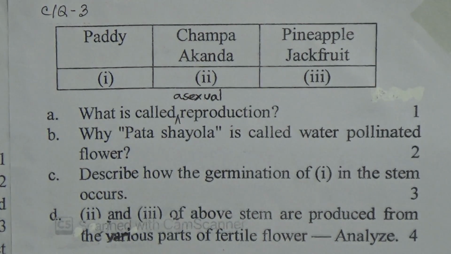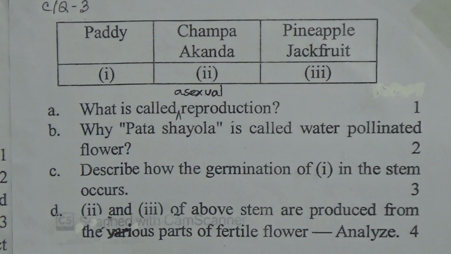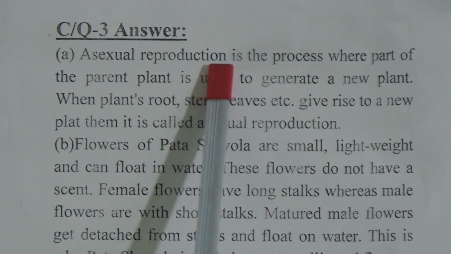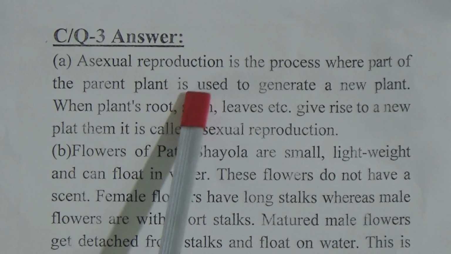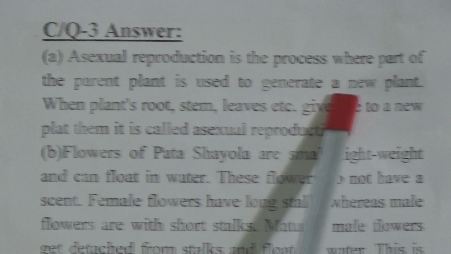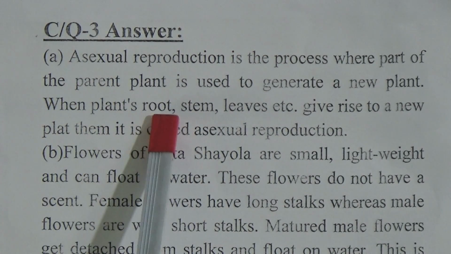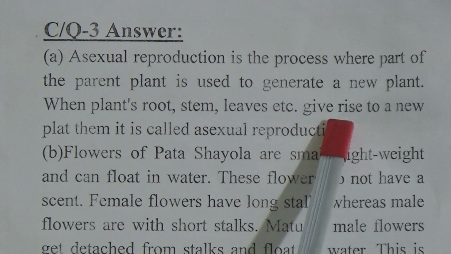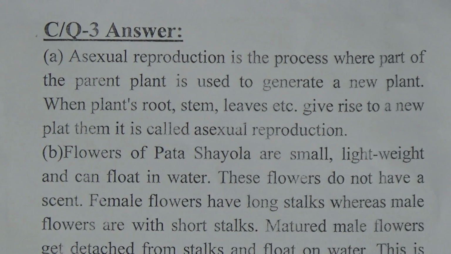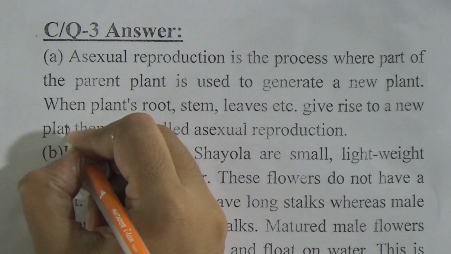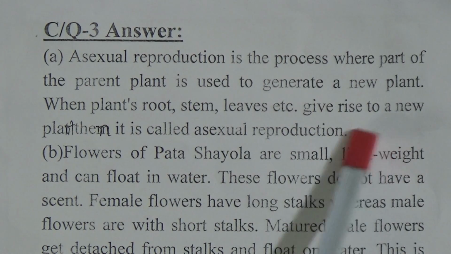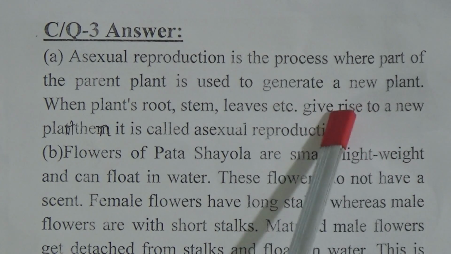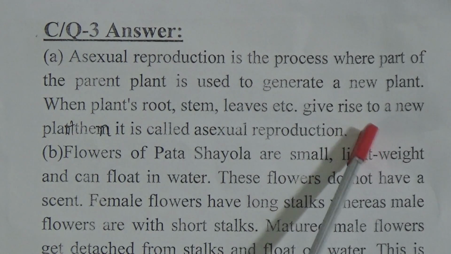The first question was, what is called asexual reproduction? The answer is, asexual reproduction is the process where a part of the parent plant is used to generate a new plant. When the root, stem, leaves, etc. give rise to a new plant, then it is called asexual reproduction. Dear students, it is taken from your textbook. You can also follow your textbook for this question answer.